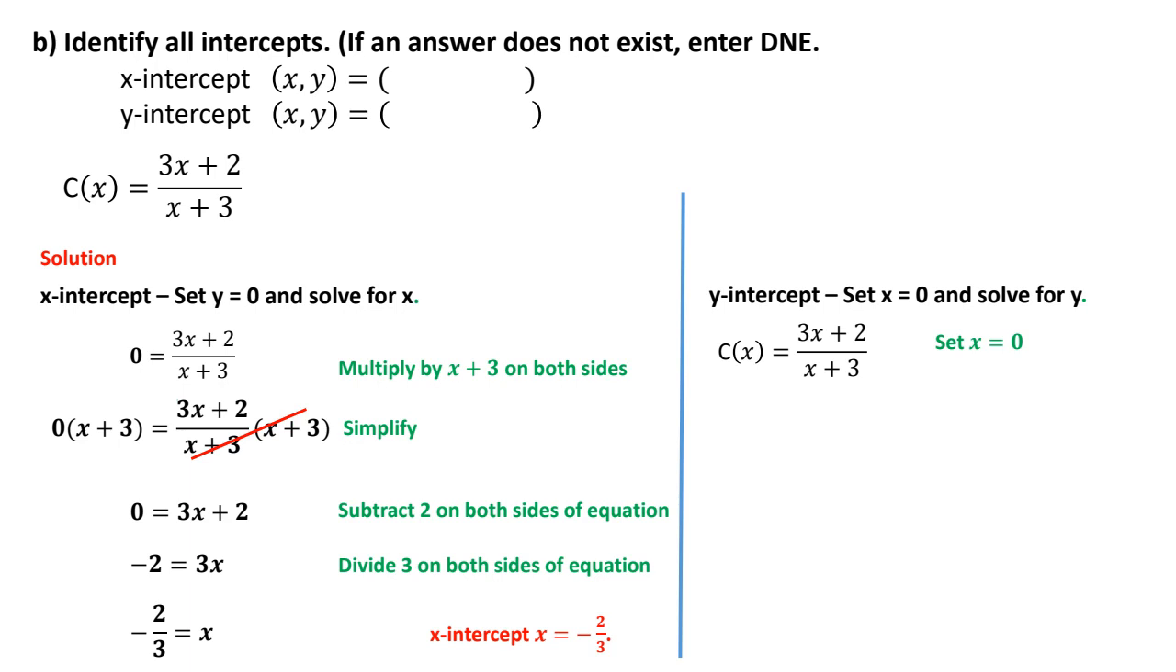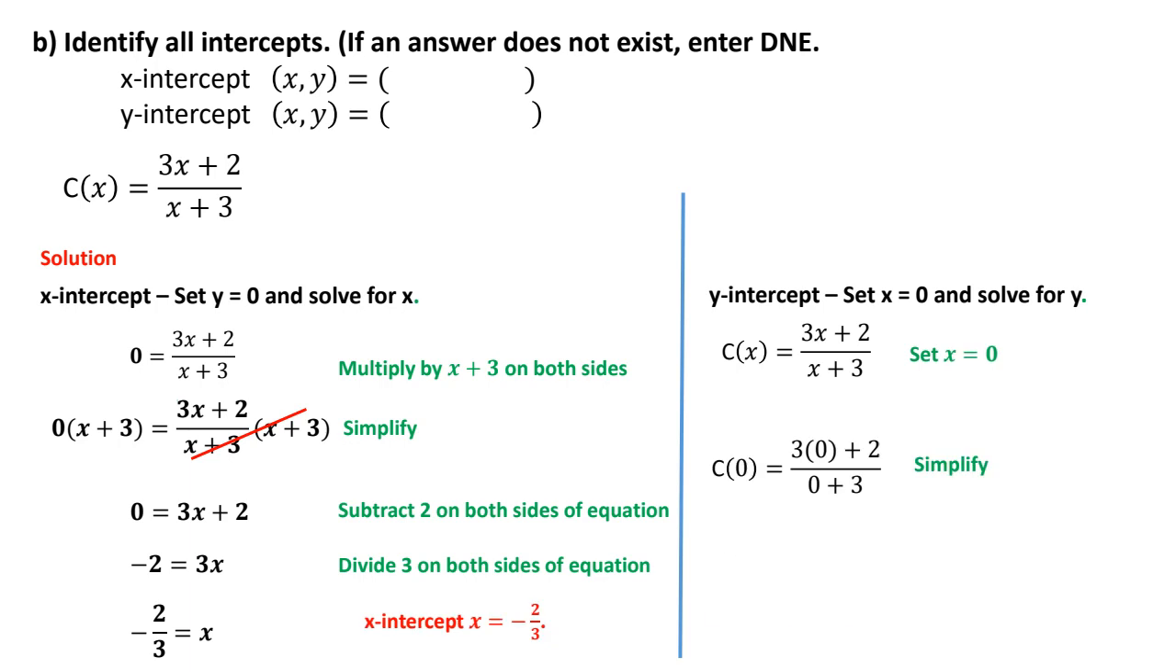Now let's find our y-intercept. Let's set x equal to 0. So everywhere I see x, I'm going to plug in 0. I'm going to simplify, and when I do that, I get a y-intercept. And that should be a y, not an x. I do apologize right here. This here should be y.